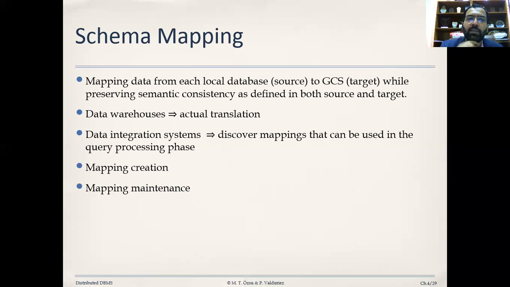So schema mapping maps data from each local source, which is called LCS, to the target GCS, that is called global conceptual schema, while preserving the semantic consistency as defined in both sources and targets. Normally in warehouses we have the actual translation. In a data integration system, we discover mappings that can be used in the query processing phase. Obviously those mappings will help us resolve those queries, because the queries will execute in the same manner and will reach out to the specific instance which you want to retrieve.